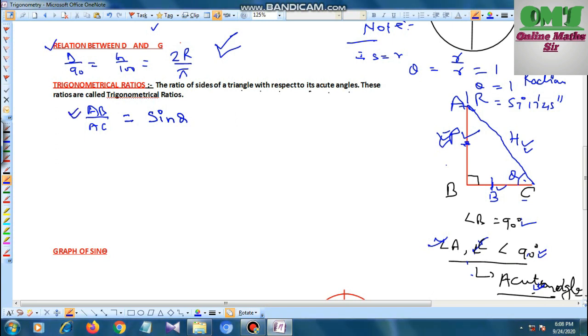Similarly, another ratio of two sides BC and AC, BC upon AC. This ratio is called cosine of theta, which is written as cos theta, right? So this is cos theta.